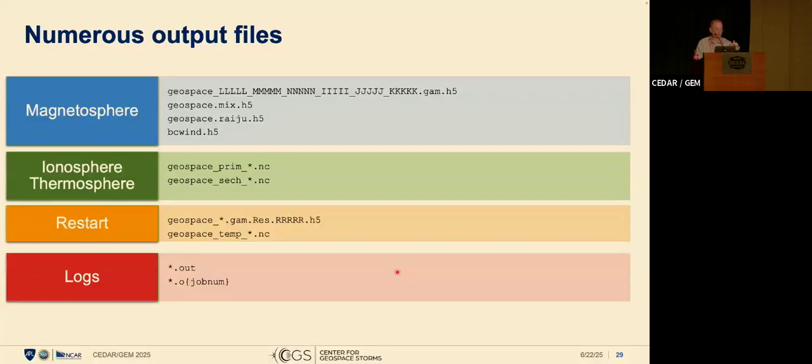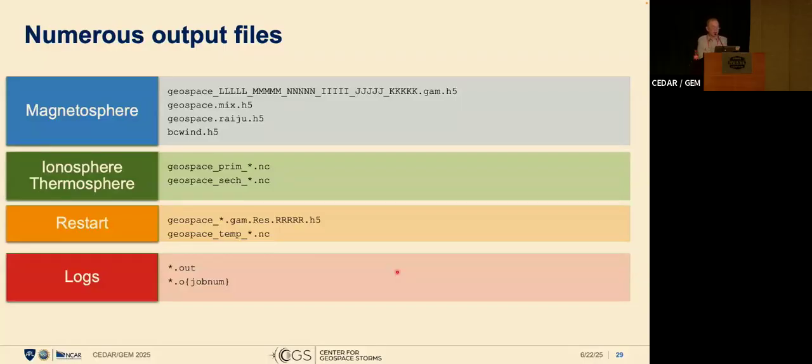Other output files from the magnetosphere portion are the geospace.mix, which is the output from the mix model, and the geospace.raiju, which is the output from the raiju inner magnetosphere model. I also put in here, just to remind you and remind myself, that the solar wind file that you used to drive the simulation is the bcwind.h5. That has in it the actual magnetic field, velocity, temperature, etc., that was used to drive the simulation.